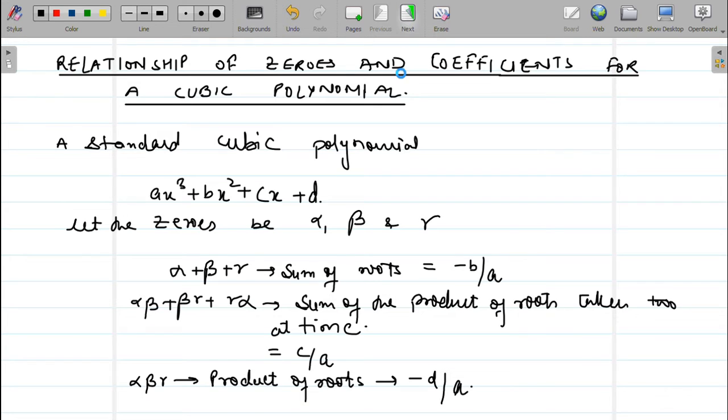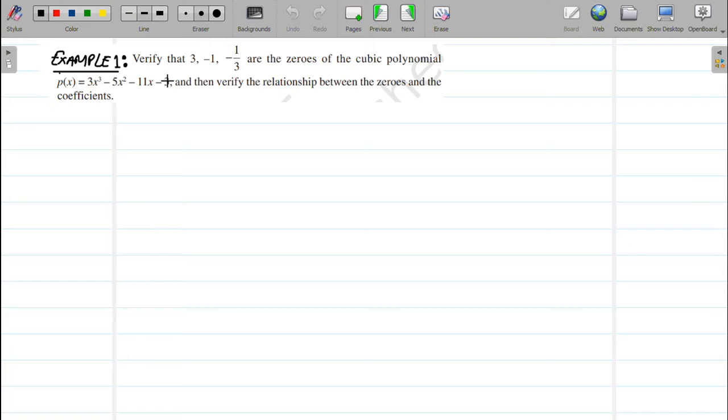The type of questions you get, the first one can be of this type: verify that 3, minus 1 and minus 1 by 3 are the zeros of the cubic polynomial. I hope you all remember we did last year in grade 9 how to find the zeros of a cubic polynomial by factor theorem. But right now we just have to verify, so we use the factor theorem only. If I take p(x) as 3x cube minus 5x square minus 11x minus 3, then if I want to verify that 3 is a zero, I should get p of 3 equal to 0.